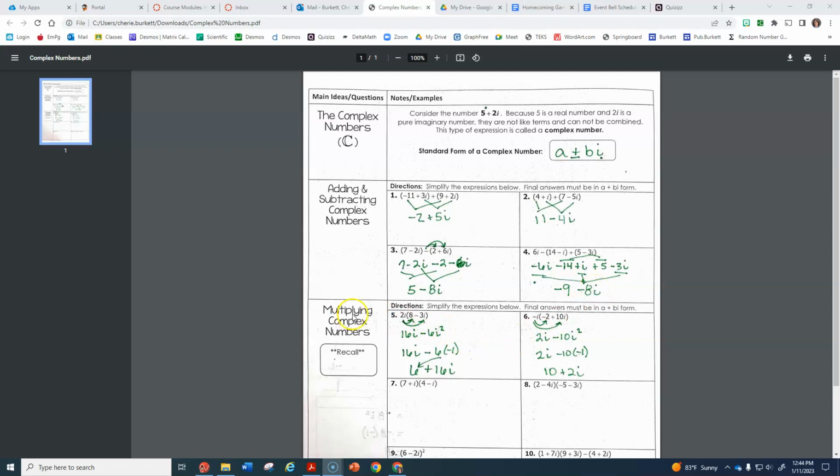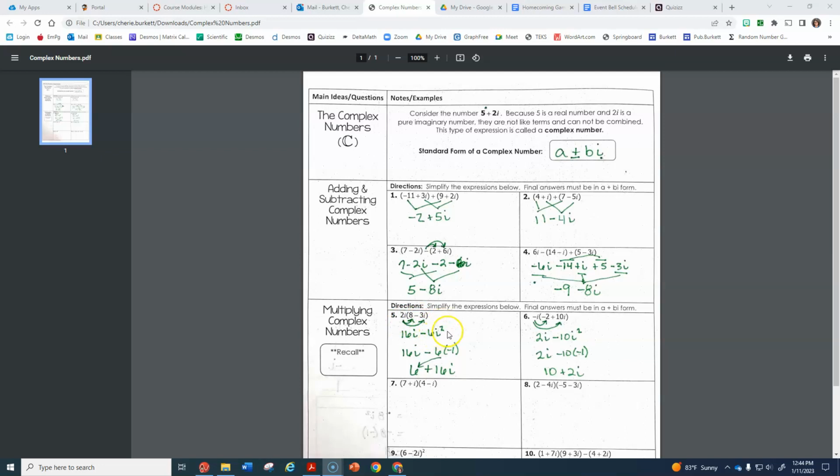When you multiply, it's the same thing as when we're multiplying with x's. If you just think of that i down here as behaving the same way it would if it was an x, we're going to take the 2i and multiply it times the 8, and we're going to take the 2i and multiply it times the negative 3i. 2i times 8 gives me 16i. 2i times negative 3i gives me a negative 6i squared.